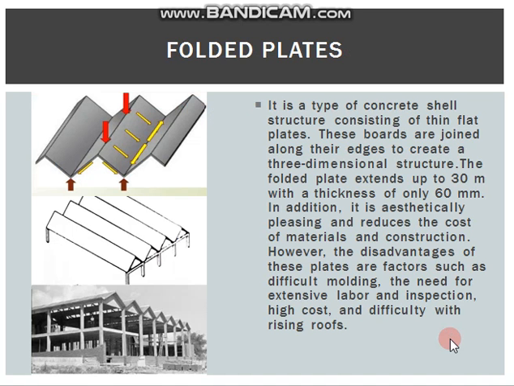Folded plates are a type of concrete shell structure consisting of thin flat plates. These plates are joined along their edges to create a three-dimensional structure. Folded plates span up to 20 meters with a thickness of only 60 millimeters. In addition, they are aesthetically pleasing and reduce the cost of materials and construction. However, the disadvantages of these plates are factors such as difficult molding, the need for extensive labor and inspection, high cost, and difficulty with raising the roof.